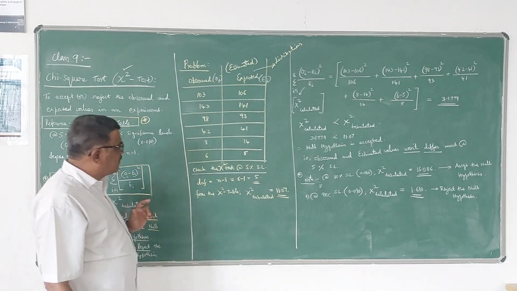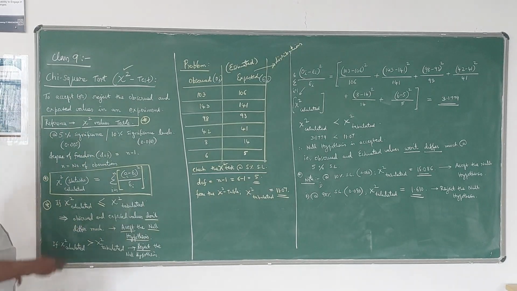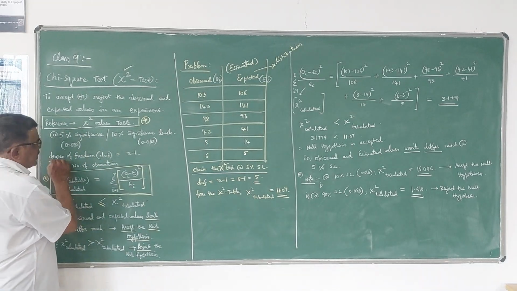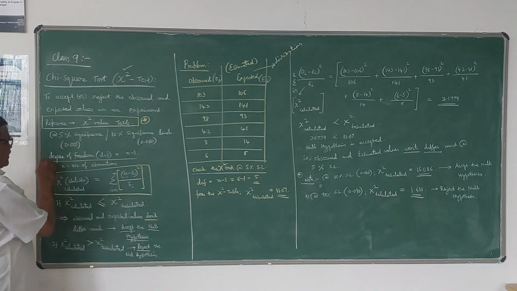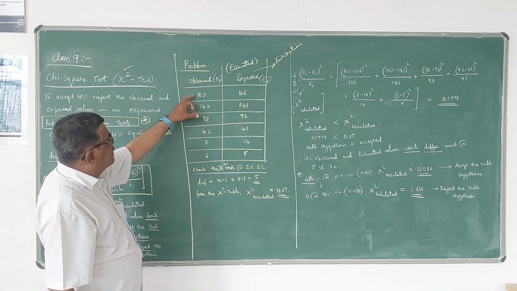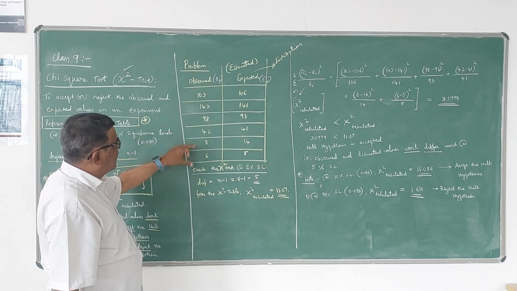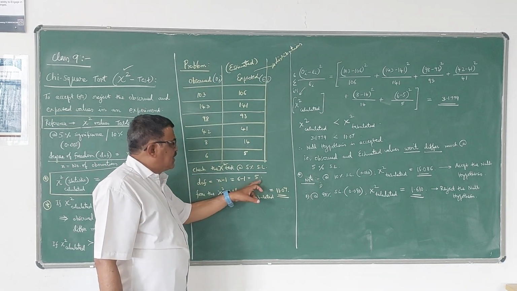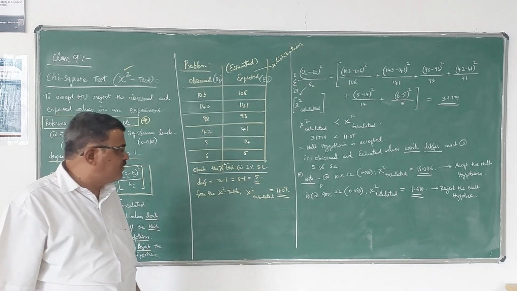Now there is one thing we have to define, which is called the degree of freedom. This degree of freedom is defined as n minus 1, where n is the number of data. Here the set of data is 6: 1, 2, 3, 4, 5, 6. So 6 minus 1, that is 5, is the degree of freedom.